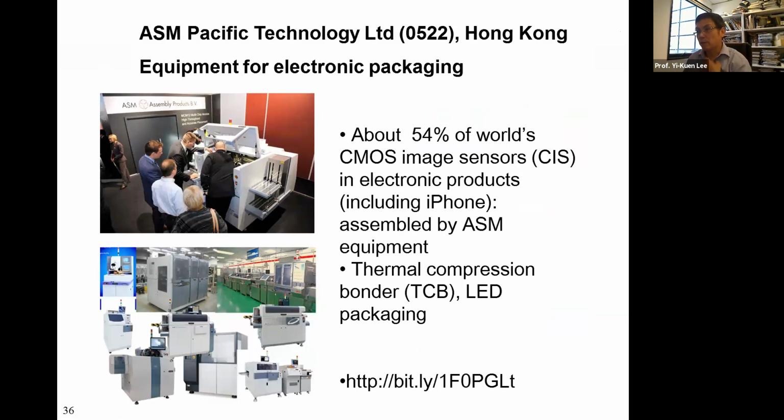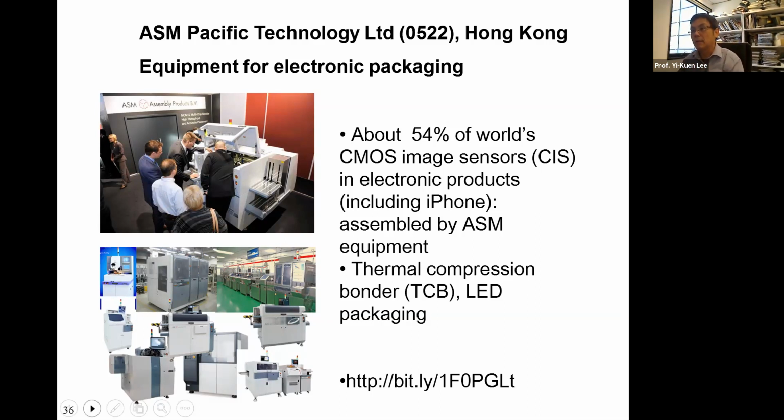Of course, robots are also important for the manufacturing process. Here I show you, in Hong Kong we have ASM, a public company that tries to make this kind of pick and place system for assembly of ICs and other parts for electronic products. For example, we have a CMOS image sensor in every smartphone, and this system can do this kind of packaging to make a real product.